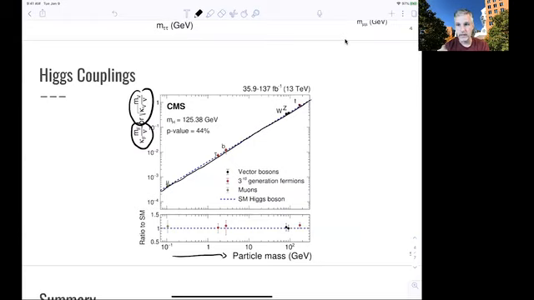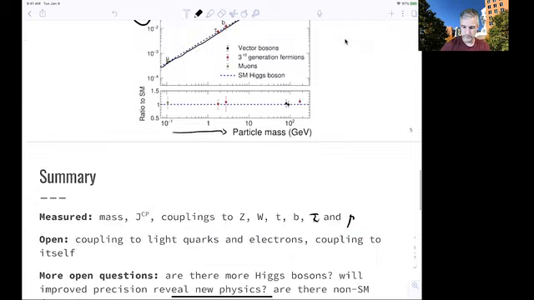In order to make those statements, one has to improve the size of the error bars here, or the statistical significance of the measurements. That is part of our program. That's what we're trying to do.